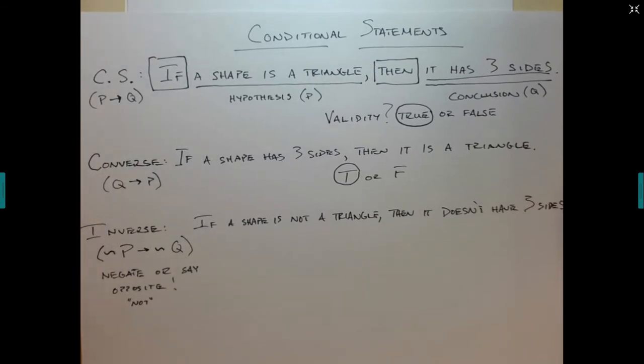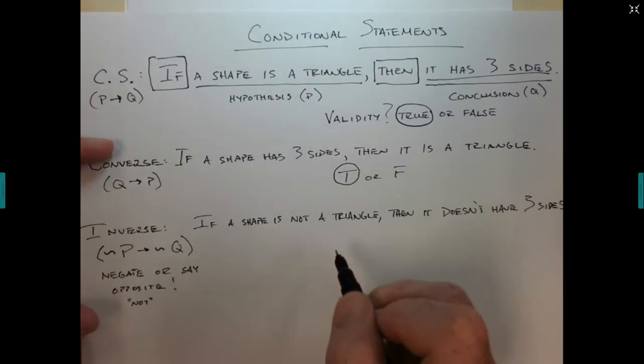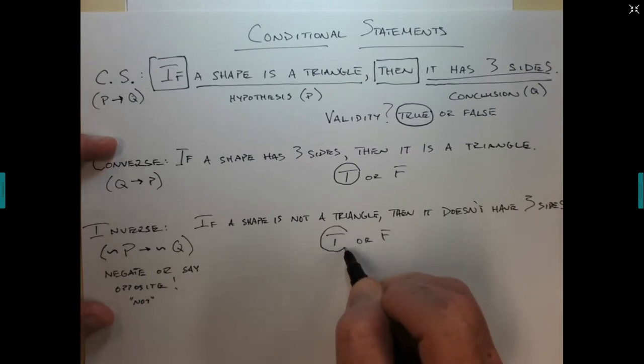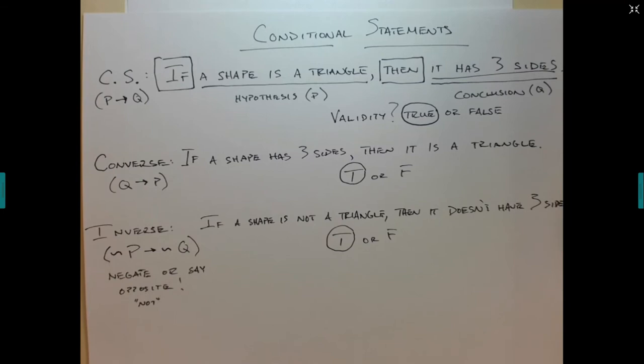All right. Now again, if a shape is not a triangle, then it doesn't have three sides. If we're talking about the validity, true or false, it just so happens we're still true here. That's true in every case.